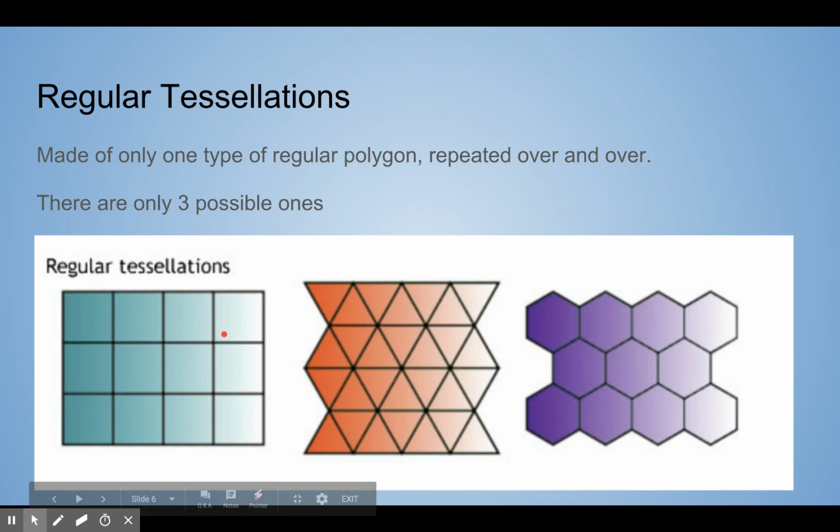In a tessellation, in order to not have gaps, if you find a point, so where the lines intersect, all the angles around it must equal 360. And because of that, you can only do that with these types of regular polygons. All the other regular polygons, when you put them together, they don't fit together and there are gaps because the angles around the point would not add to 360. So these are the only three possible regular tessellations.